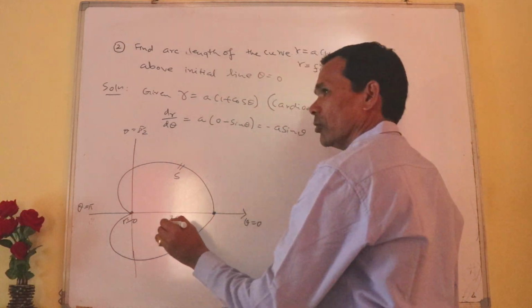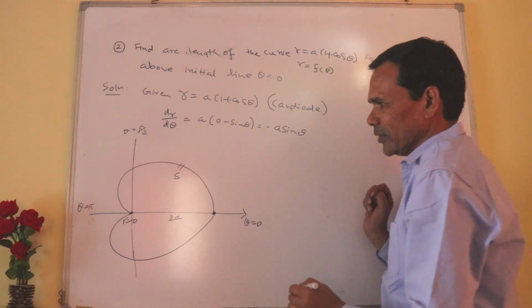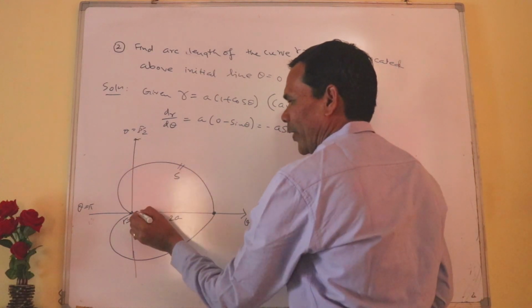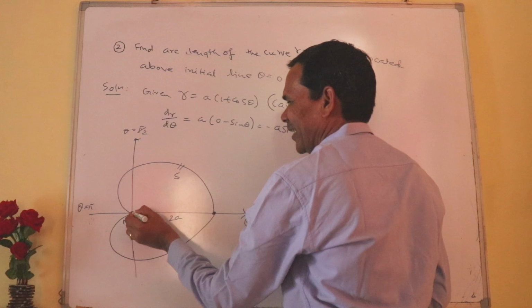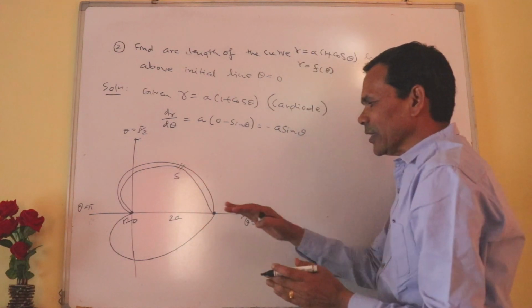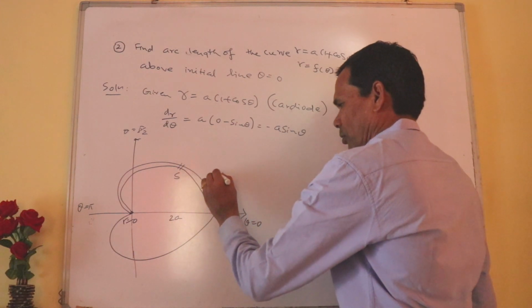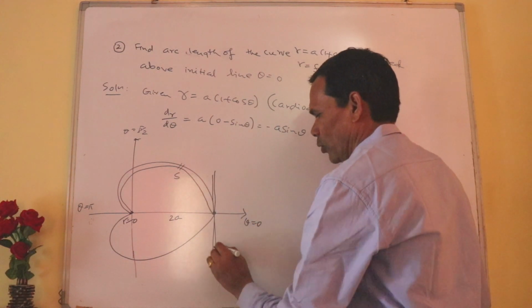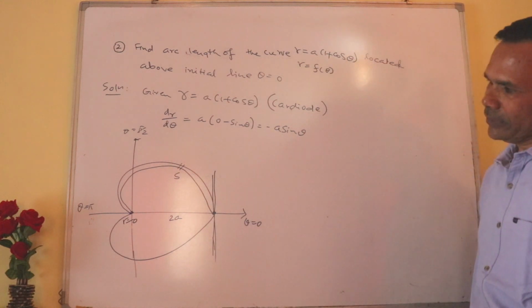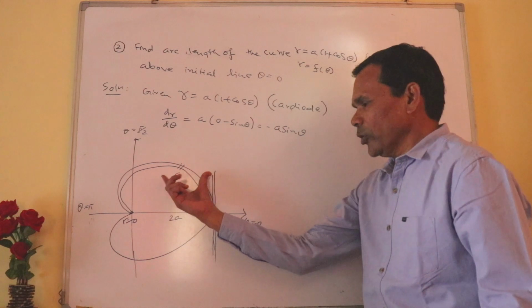So we need to find this length which is lying above the initial line, theta is equal to 0. So let us see how to find out this length. This length I have to find out, which is lying above the initial line. So what to do with this?